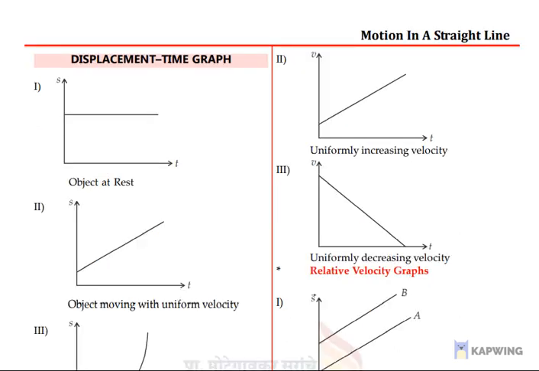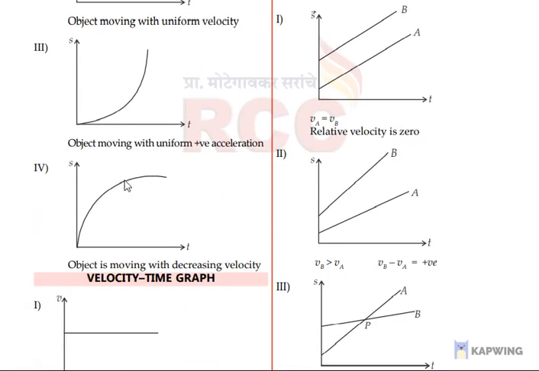Now let's see the graphs in this lesson. Displacement time graph. First graph represents when the object is at rest. Second graph represents when the object is moving with uniform velocity. Third graph represents when the object is moving with uniform positive acceleration. Fourth graph represents object moving with decreasing velocity.